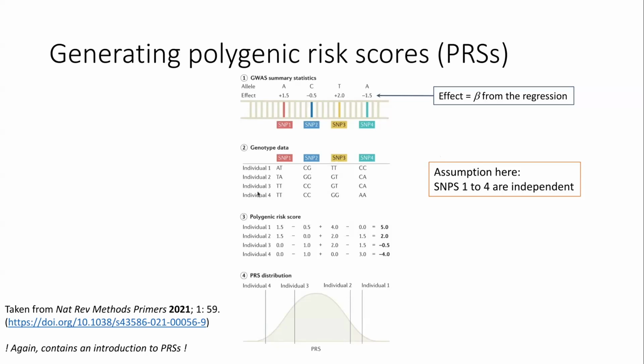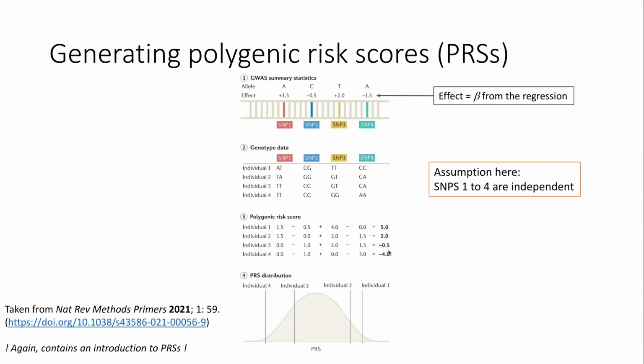And an example is shown here for 4 individuals. So we have individual 1, 2, 3, and 4, and these are their genotypes for those positions. And then if you do the scoring for those positions, so individual 1 has 1 A, so that's plus 1.5. It has 1 C, so that's minus 0.5. It has 2 T's, so that's 2 times 2.0, so that's 4. And it has 0 A's, so that's a contribution of 0. So the score of this individual for this trait is 5.